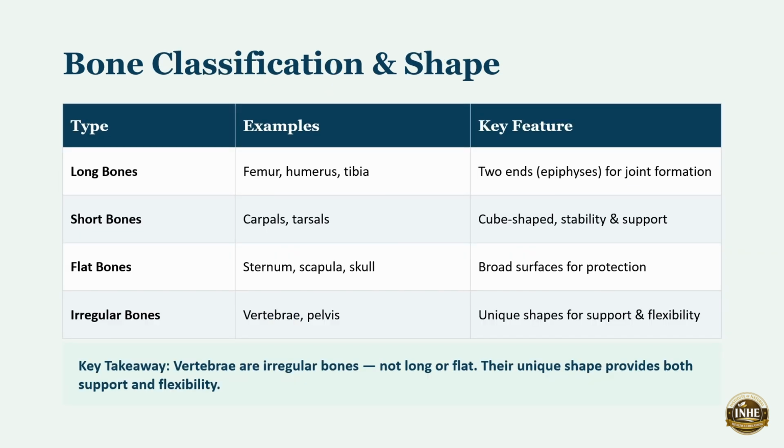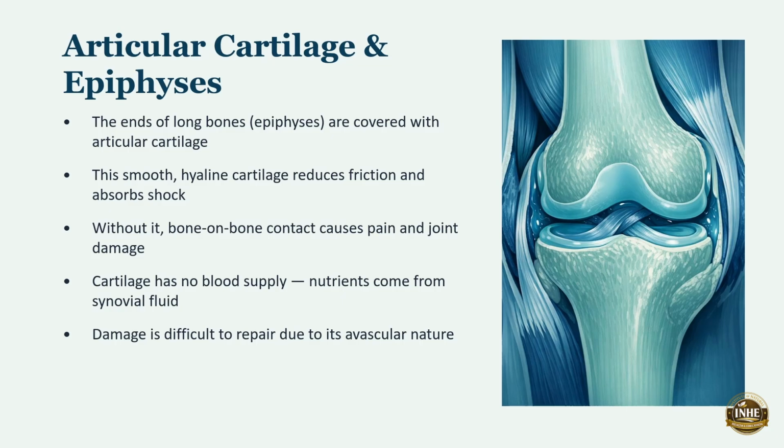You should also understand how bones are shaped and classified. For example, the bones of the spine are not long or flat. They are uniquely shaped to provide support and flexibility. Long bones, like those in the arms and legs, have two ends that are important for joint formation and movement. These ends are covered with a smooth material that reduces friction and allows bones to move easily against each other. Without this surface, movement would be painful and damaging.